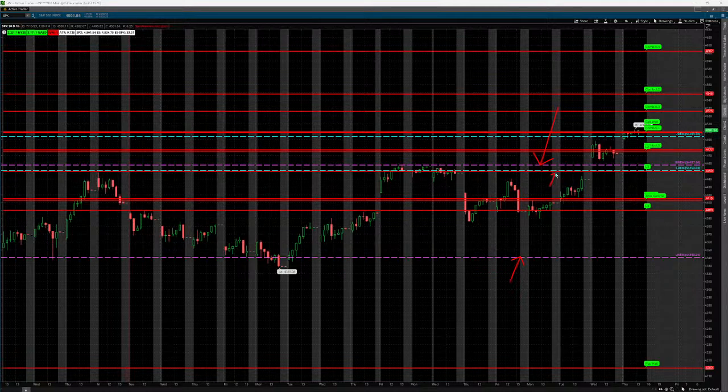Then the dashed blue lines are showing the lower and upper daily expected move. SPX also trading above the upper daily expected move. Let me point out some Spotgamma levels on this chart.